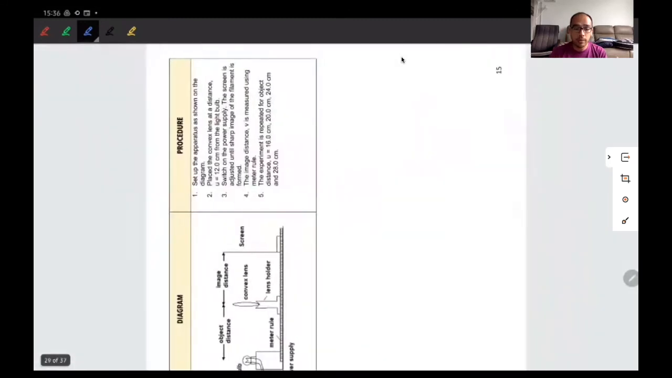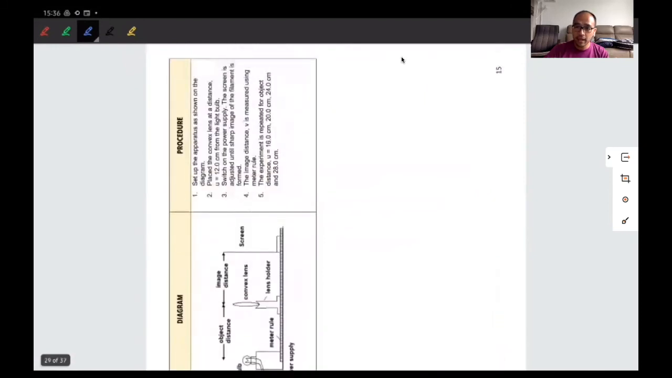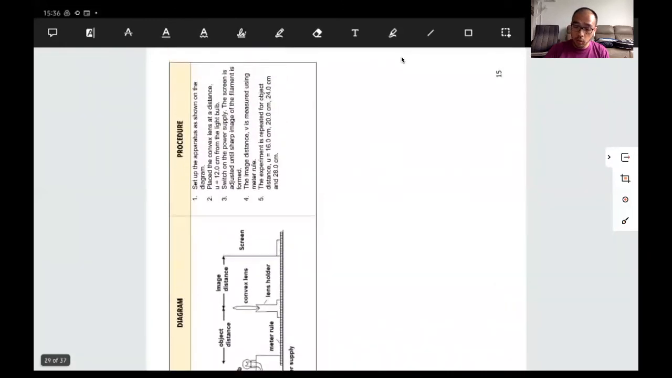Oh dear. Let me see if I can rotate this. Wait. I thought I had this. Okay, wait. Oh, I don't think I can rotate this. Never mind.